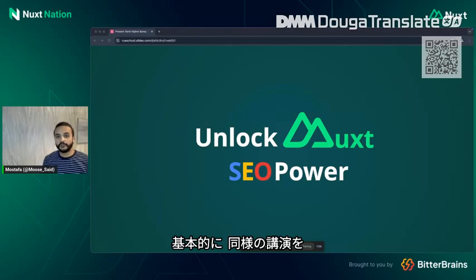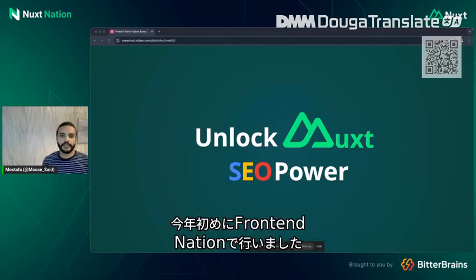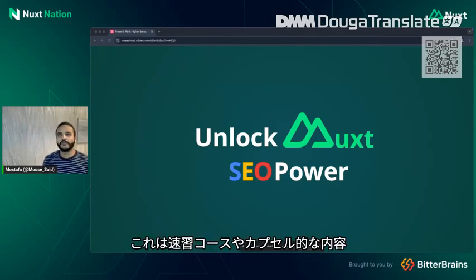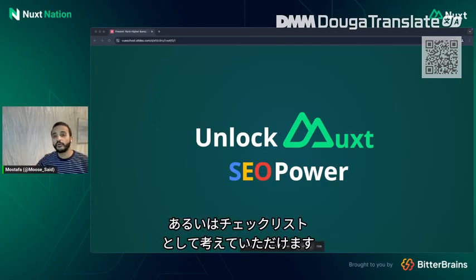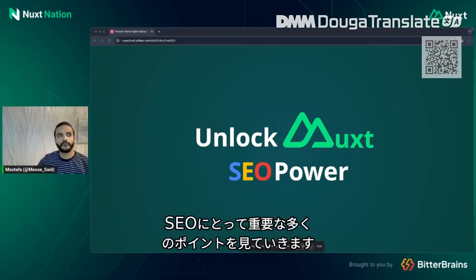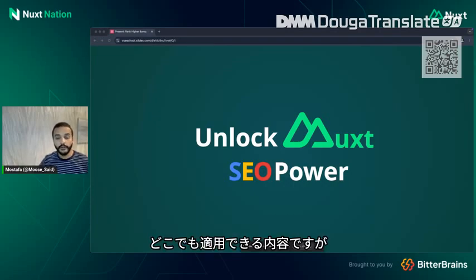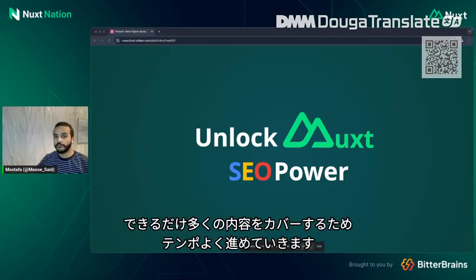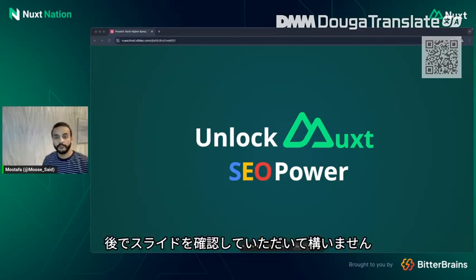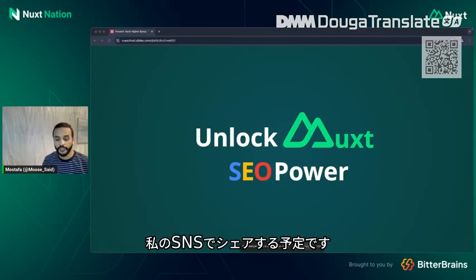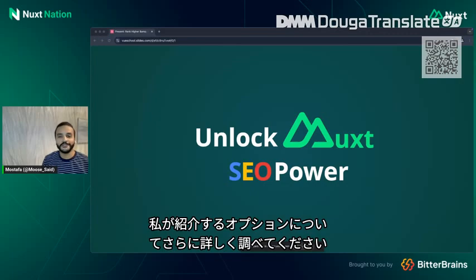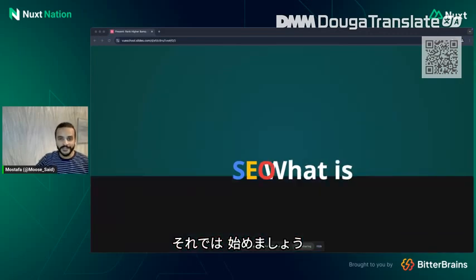So basically, I gave a similar talk earlier this year at Frontend Nation, but now I customized it fully to be Nuxt specific. So you can consider it your crash course or your capsule, or maybe more like a checklist, because we're going to go through a lot of points that are important for SEO that are applicable anywhere, but we are going to go through how to do it in Nuxt. We're going to go fast to cover as much as possible. So you're welcome to check out the slides afterwards. I'm going to share it on my social media. Use the slides as a reference to explore more about the options that I'm going to present to you. So without further ado, let's get started.